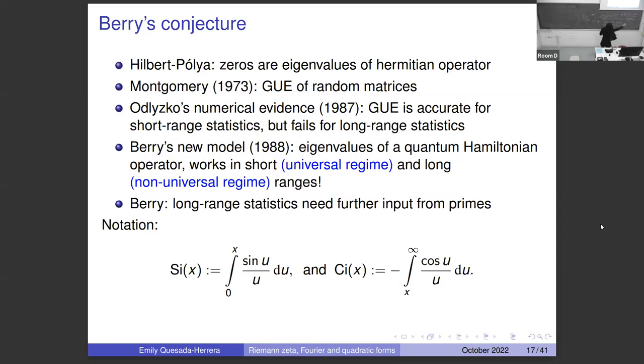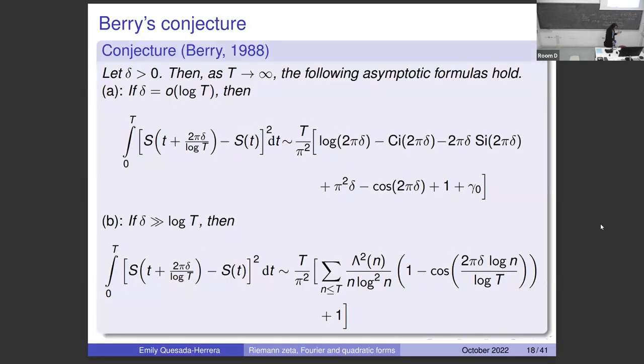I just included this notation. Si is the standard sine integral and Ci is the standard cosine integral. So this is what Berry conjectured. This is a long formula.